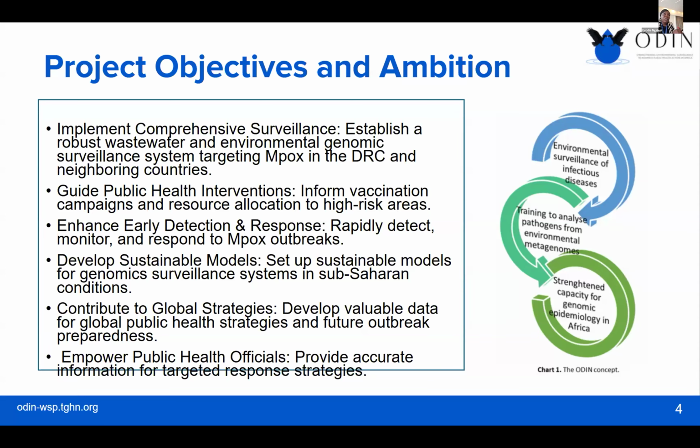For the DRC, we started with Kinshasa, and then we moved to Goma, and then the country was facing conflict. We went back to Kinshasa. It was difficult, but with this experience, we aim to help other consortia and other public health systems develop a sustainable model. And we need to contribute to global health strategy by developing valuable data for global public health strategy and future outbreak preparedness, because ODIN was working to face outbreaks.